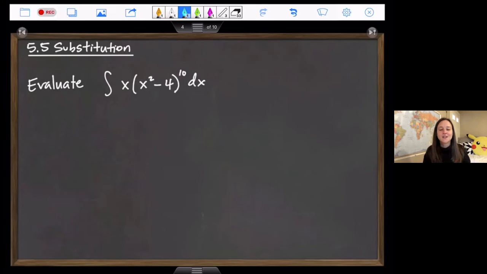Our u substitution technique tells us to let u equal the inside function. So we're going to say what function is on the inside of another one here? Inside would be x squared minus 4. So I'm going to let u equal x squared minus 4.